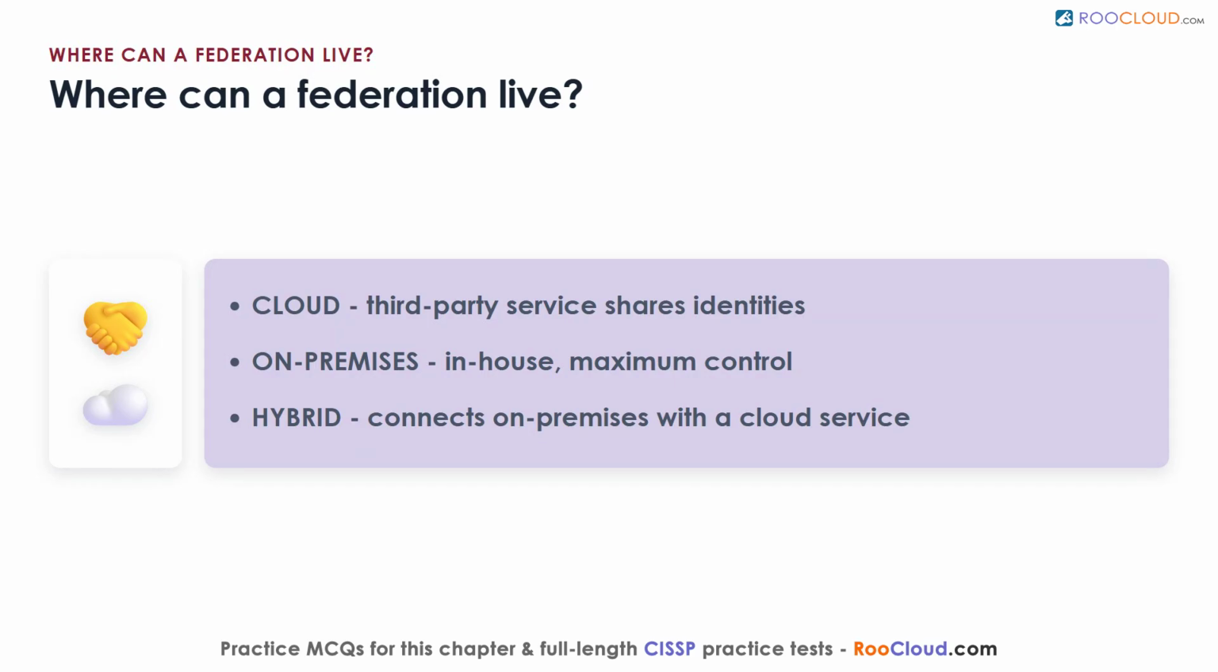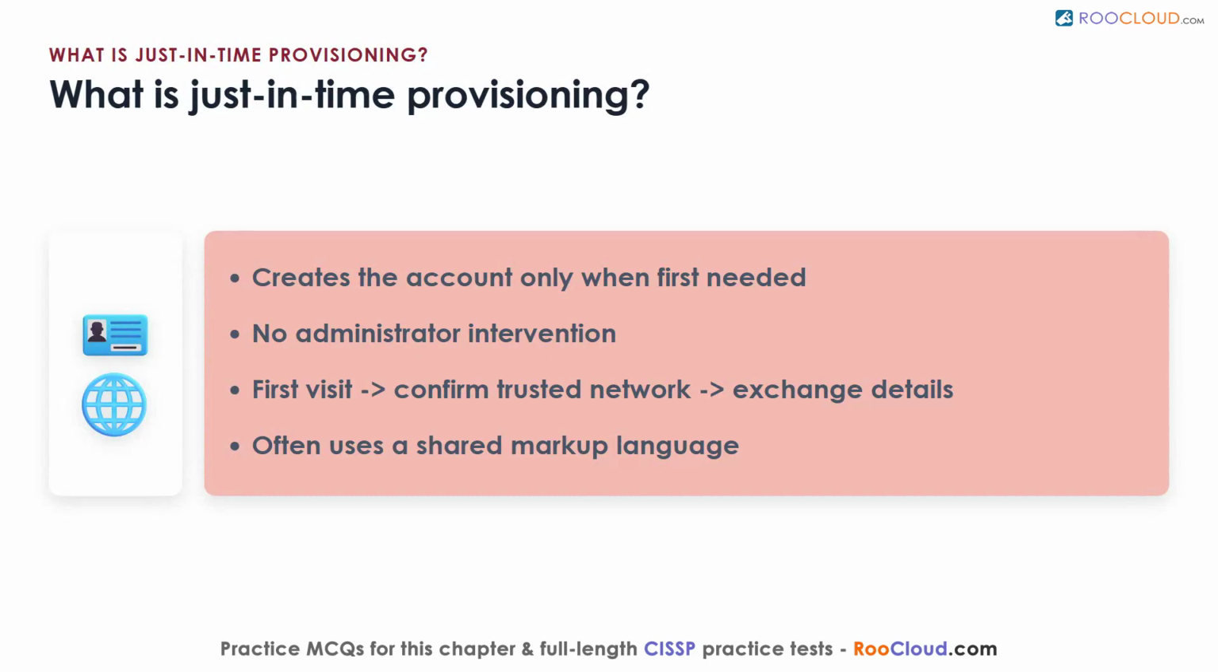An on-premises federation keeps everything in-house, ideal when two merged companies want to share authentication data across their own networks while keeping maximum control. A hybrid stitches the two together, connecting an existing on-premises setup with a cloud service, so users on either side still get single sign-on. Think of it as choosing whether the shared guest list is kept at your front desk, at an outside agency, or split between both. What is just-in-time provisioning?